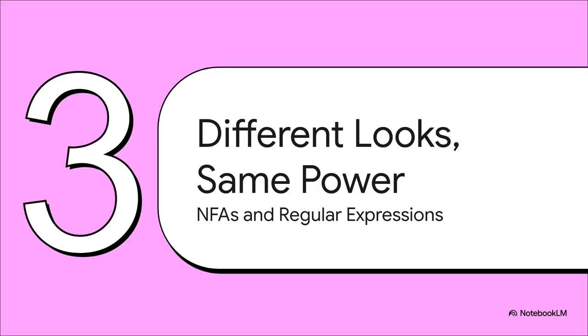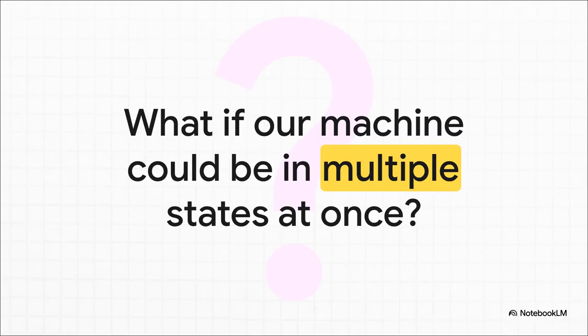All right, so that's our basic machine. Pretty simple. But what if we decided to tweak the rules a little bit? What if we gave our little automaton a kind of superpower? This is where it gets kind of wild. Instead of being stuck in just one state at a time, what if the machine could split itself?